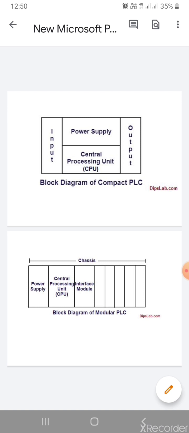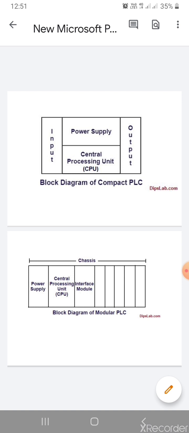Out of the 11 slots, the power supply connects to slot number 1. Got it? Then the central processing unit, the CPU, is fixed in slot number 2, and the interface module is fixed in slot number 3, and the remaining slots, number 4 to 11, are used for the signal modules, communication purposes, or for the peripheral modules. Got it, all of you?